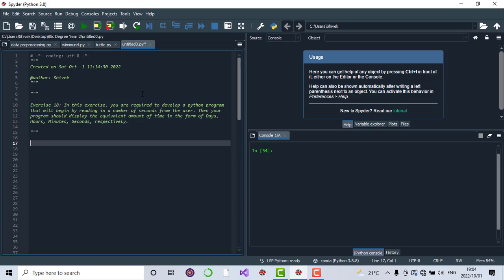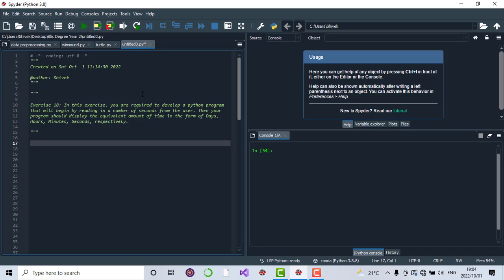Okay, there we have it. Exercise 18. In this exercise, you are required to develop a Python program that will begin by reading in a number of seconds from the user. Then, your program should display the equivalent amount of time in the form of days, hours, minutes, seconds, respectively.